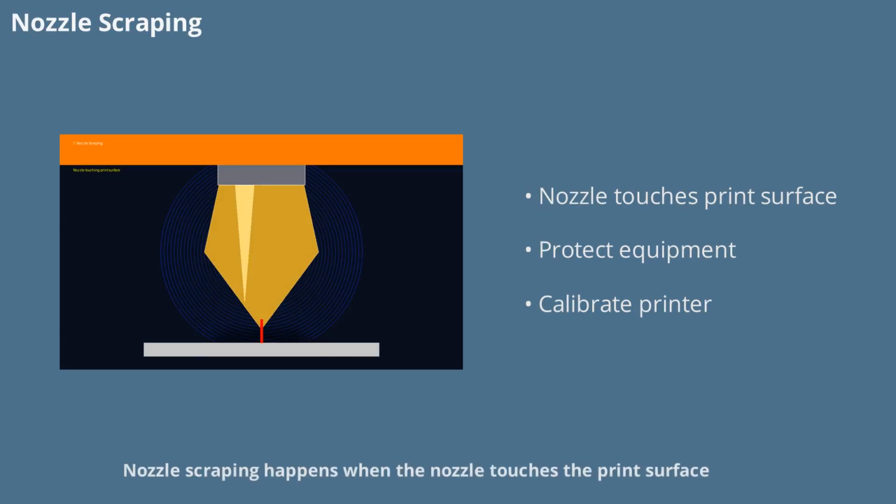Nozzle scraping happens when the nozzle touches the print surface, potentially damaging both the nozzle and the print. Causes include improper temperature, wet or low-quality filament, incorrect speed or retraction, and lack of maintenance. Effects are poor surface finish, weak layer bonding, print failures, and dimensional errors. Solutions are cleaning or replacing the nozzle, using dry filament, optimizing print parameters, and calibrating the printer. Preventing scraping is vital for protecting your equipment and ensuring print accuracy.